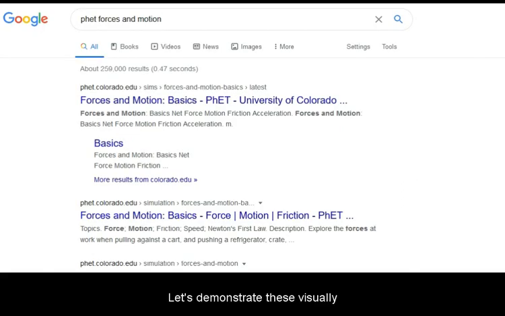Let's demonstrate this visually using the simulator Forces and Motion from phet.colorado.edu.